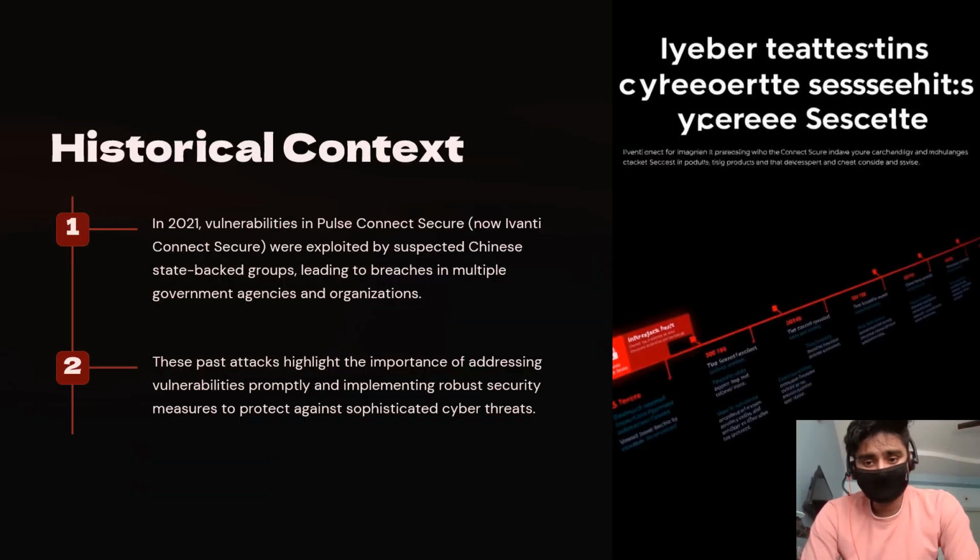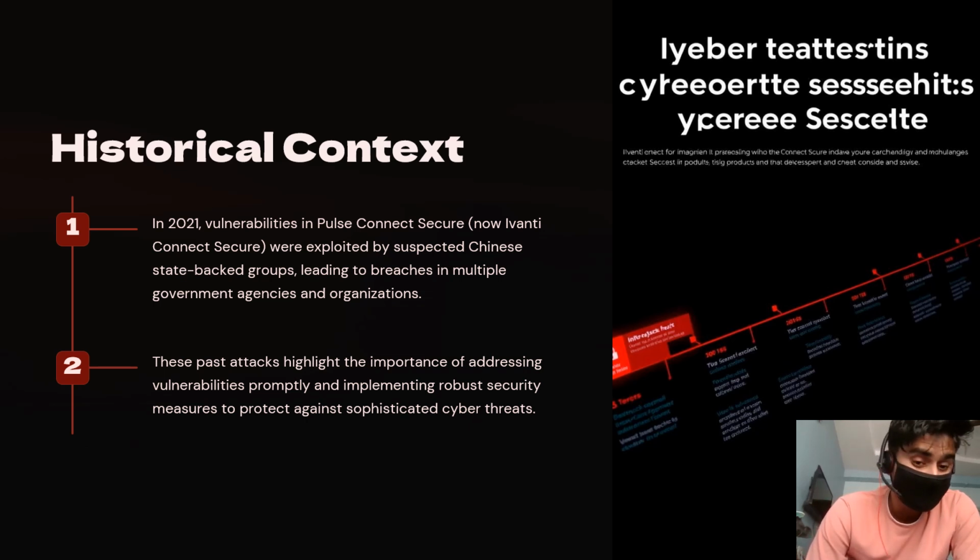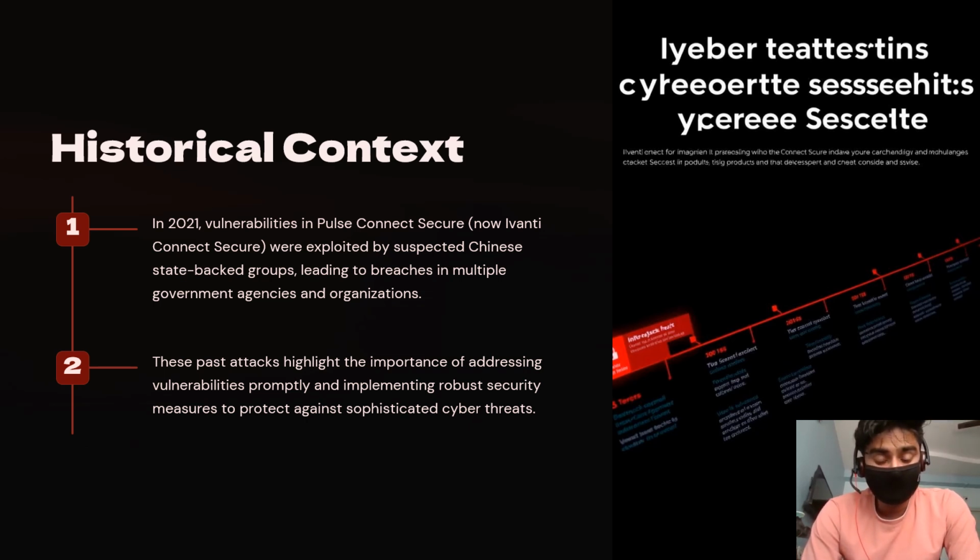So the historical context, that is what we discuss now. In 2021, what happened is that a vulnerability in Pulse Connect Secure, that is now Ivanti Connect Secure, was exploited by a suspected Chinese-backed group, which led to a breach in multiple government agencies and organizations.